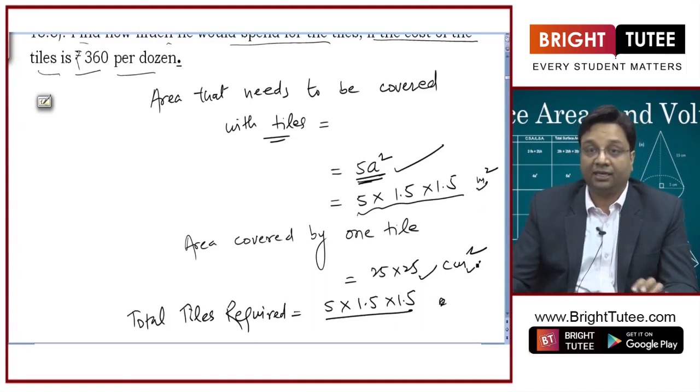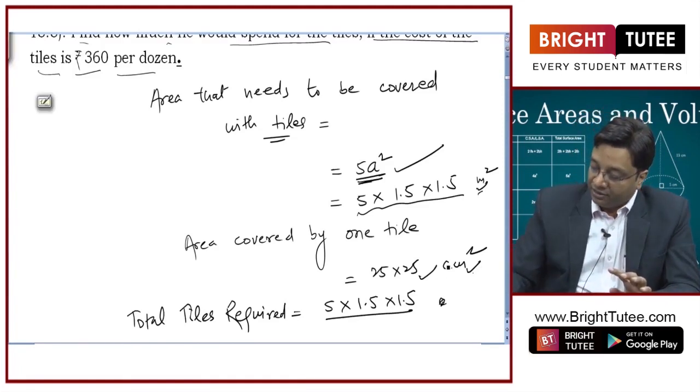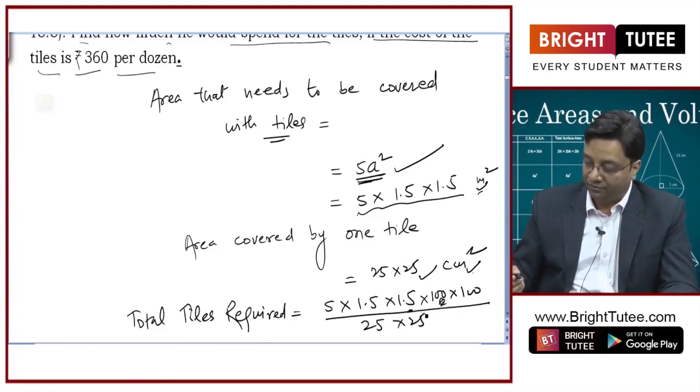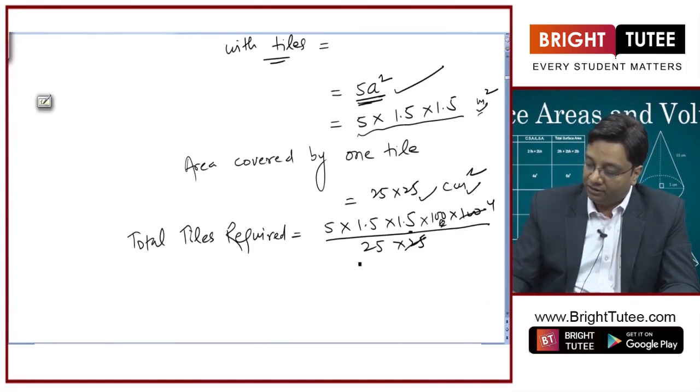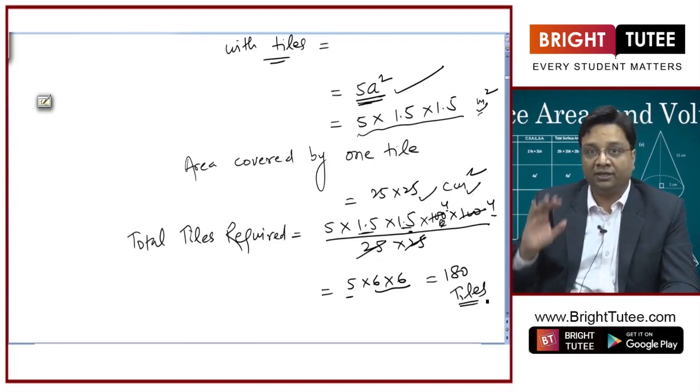But now these two areas have got different dimensions. This is in meter square, this is in centimeter square. So, let us convert one of them into the other one. So, I am converting this meter square into centimeter square by multiplying it with 100 into 100, right, and it is divided by 25 into 25. Now, this will give you the number of tiles. So, this will give you 4, this will give you 4. 1.5 into 4 is 6, 1.5 into 4 is 6. So, 6 into 6 into 5, that is 36 into 5, which is 180. So, we would require 180 tiles to cover the required area.